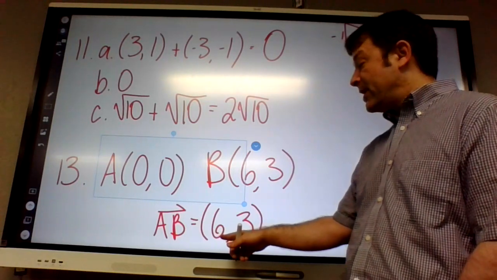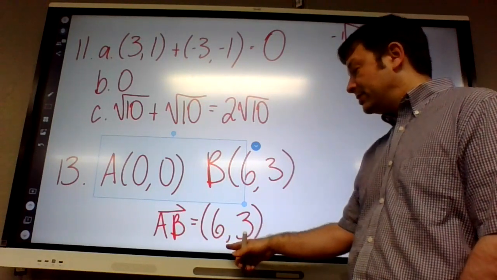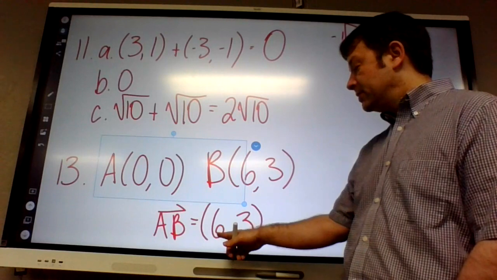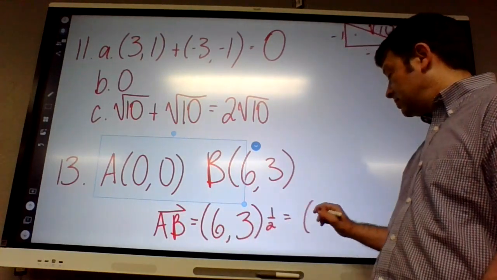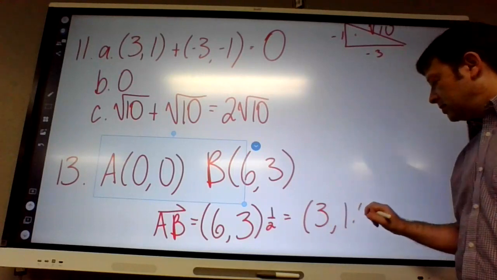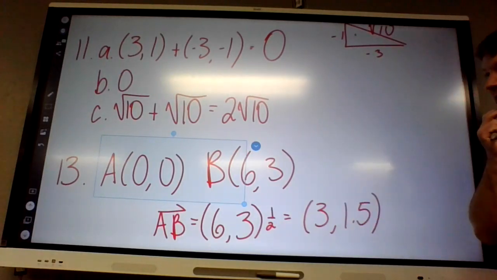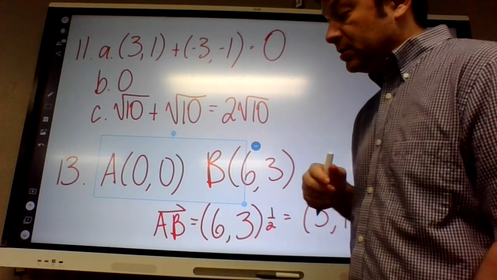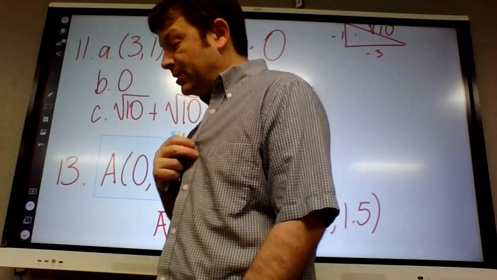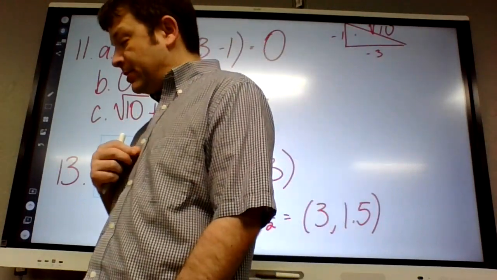So if you want to go halfway on 6, 3, where are you going to end up at? 1.5, just half of that. On 14, you don't start at 0, 0.